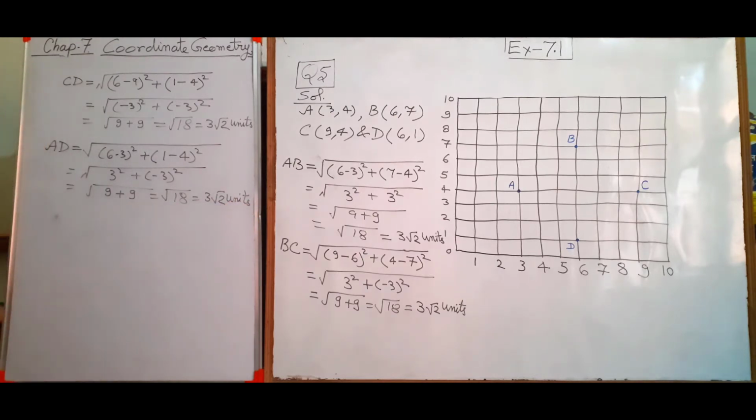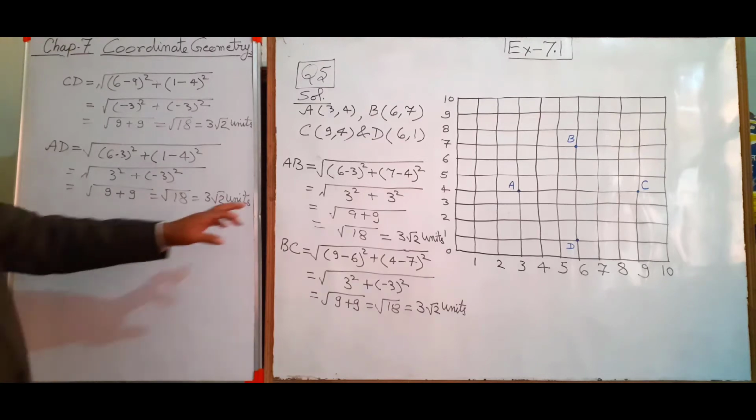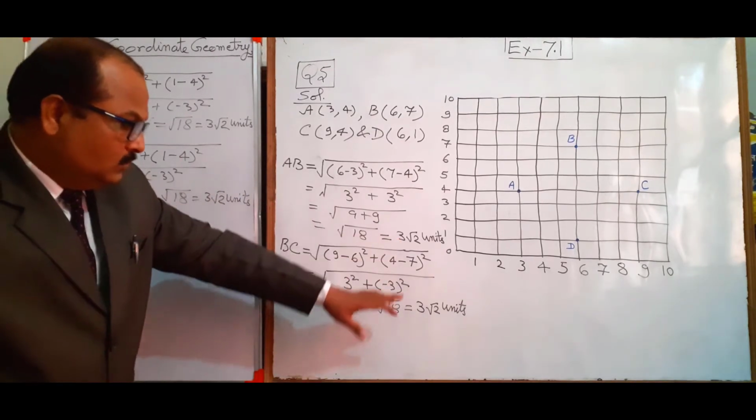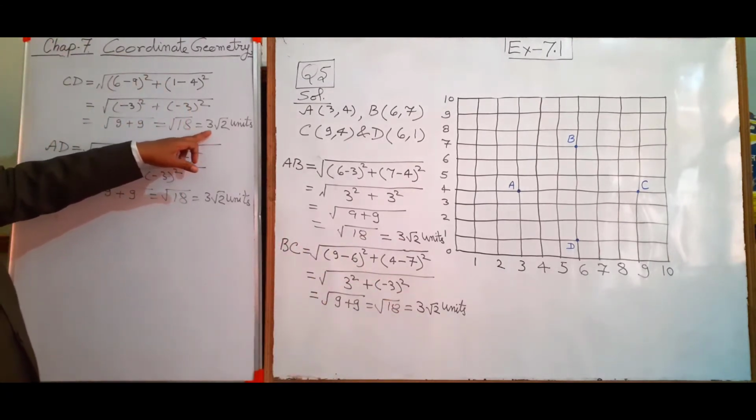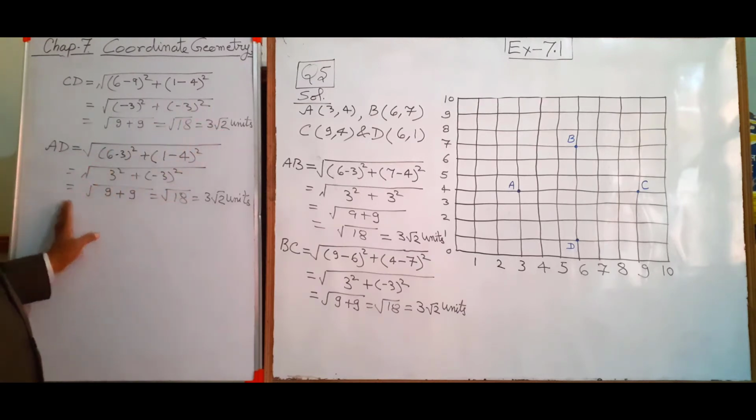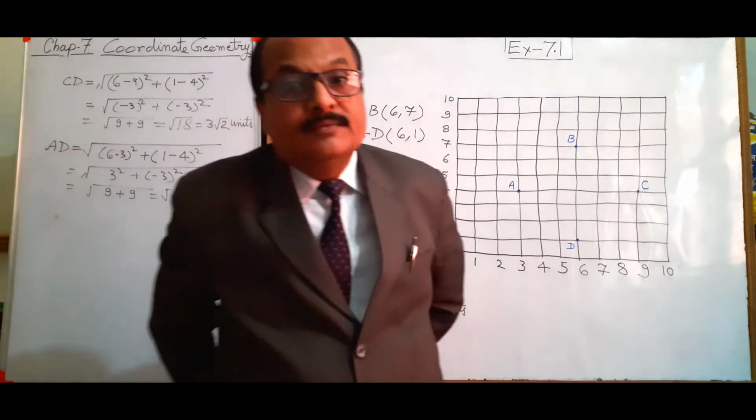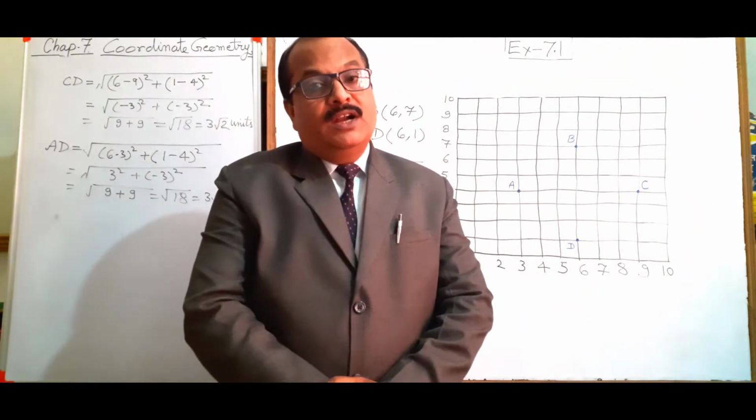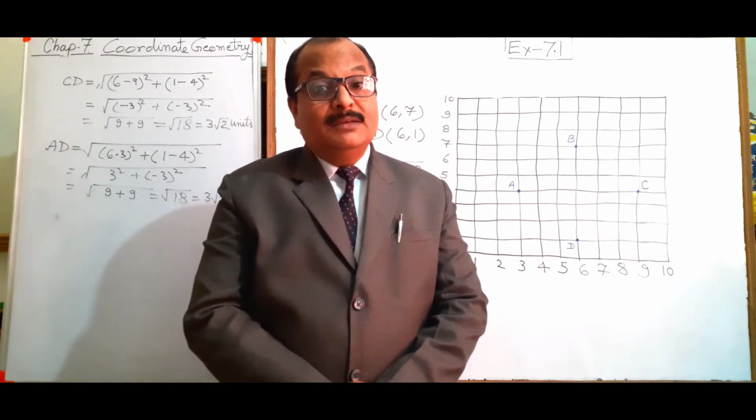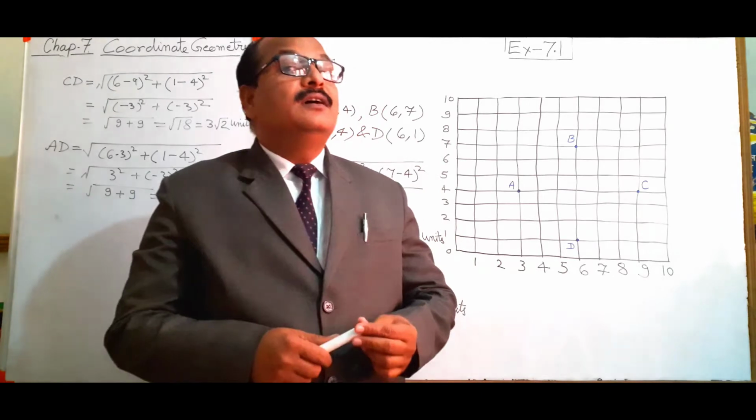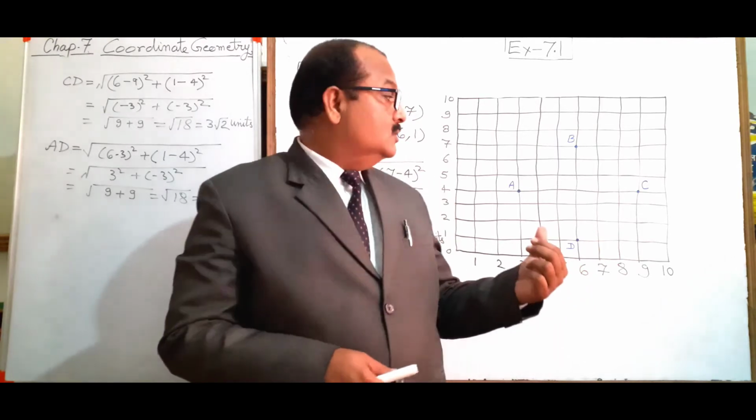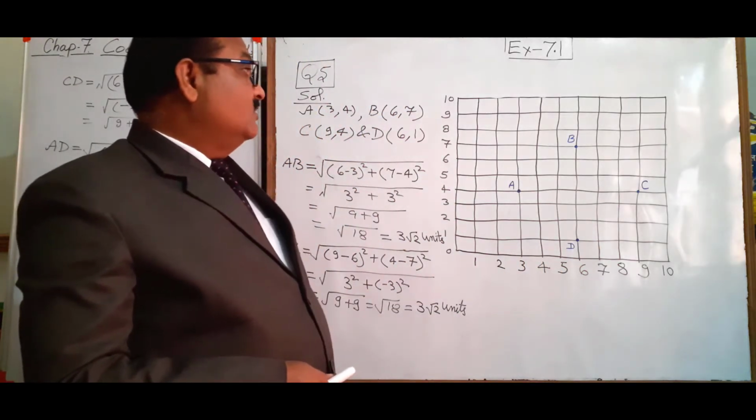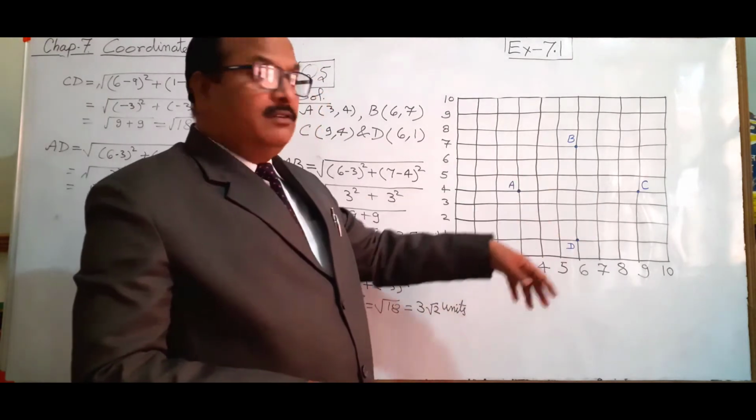You may observe now all these distances. You can see AB is 3 root 2, BC is 3 root 2 units, and also CD is 3 root 2 units, AD is 3 root 2 units. Students, you can see if all the sides of a quadrilateral are equal, it may be a rhombus. For being a square, their diagonals should also be equal. So check the length of the diagonal. By observation you can also see.